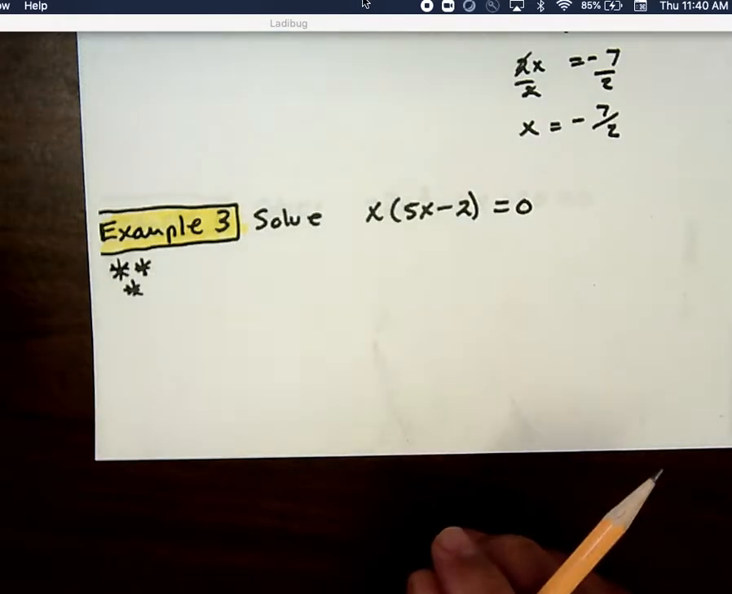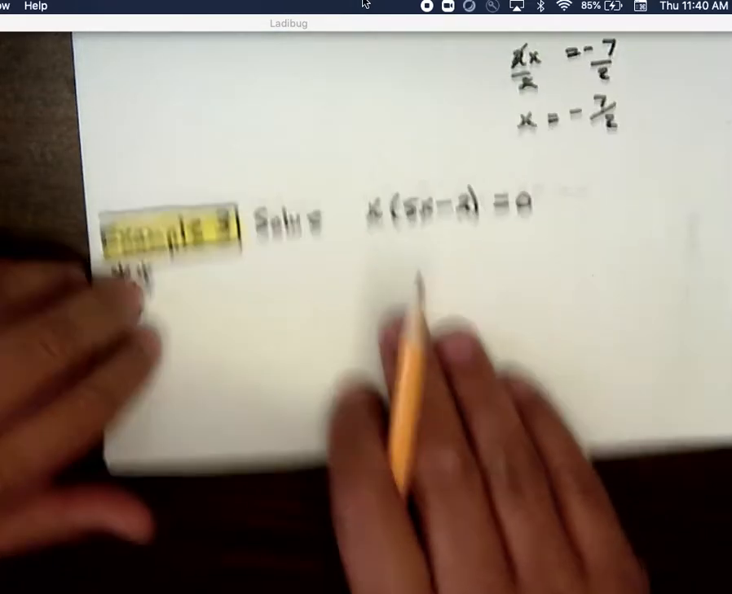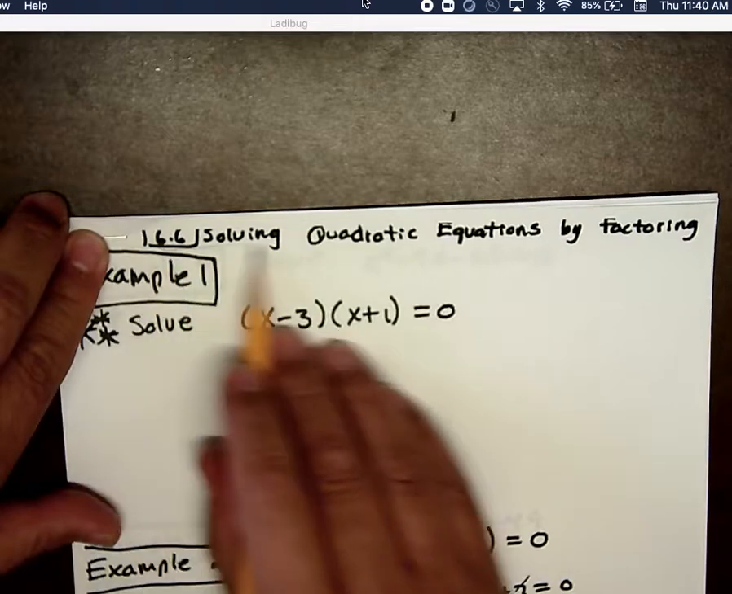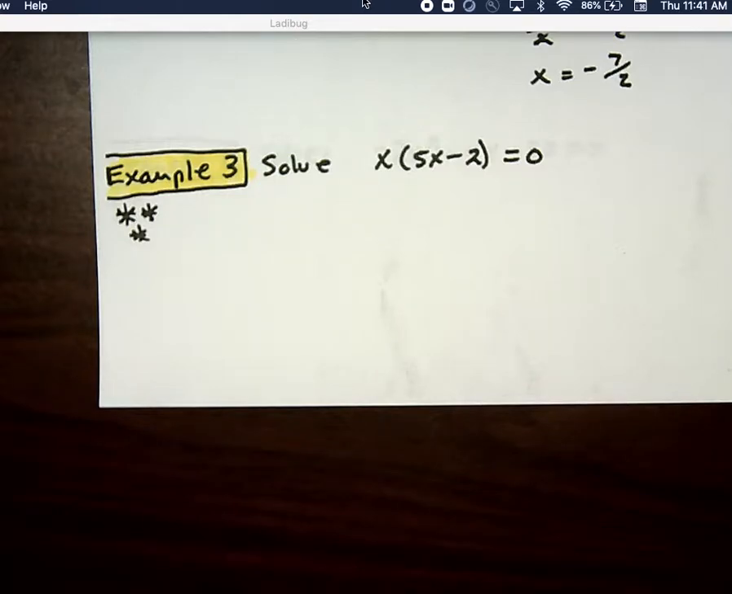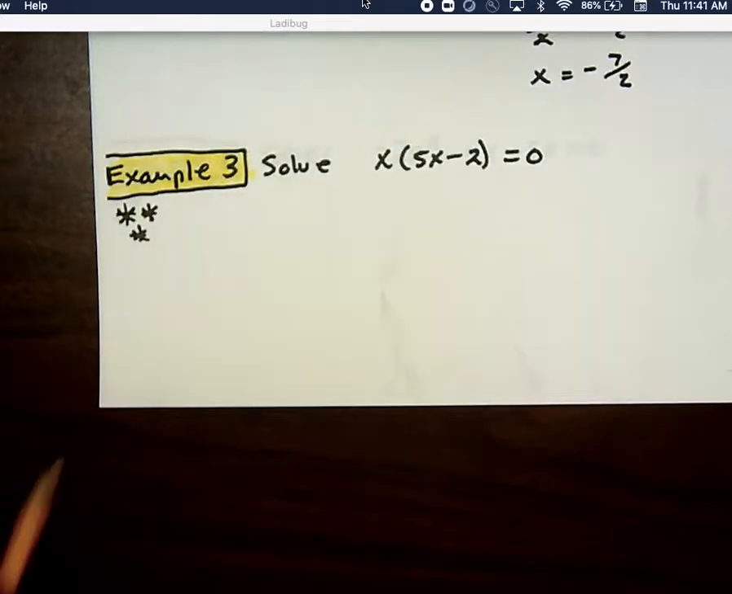The questions in section 6.6, solving quadratic equations by factoring. Well, some of the examples. Just before we start, let me show you something from the book, and it's a review. I'll put it in the notes.